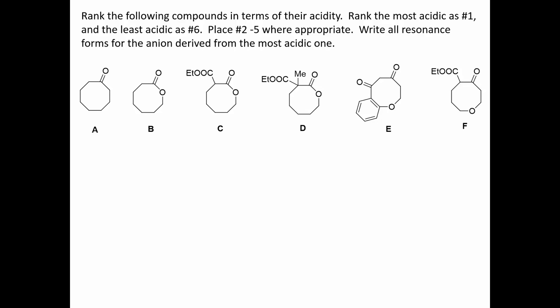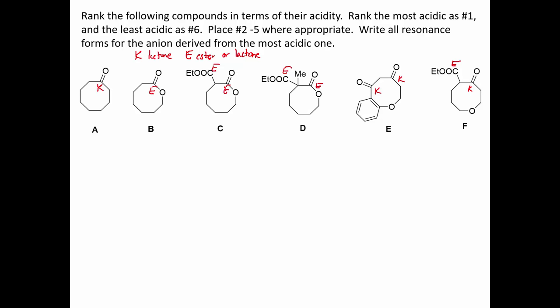Okay, an important point to notice is: is it an ester stabilizing the adjacent anion, or is it a ketone, and how many of them are stabilizing the adjacent anion? All right, so I'll just write K for ketone, E for ester or lactone. Remember, a lactone is just a cyclic ester. All right, so this is a ketone. This is an ester. This is an ester. This is an ester. This is an ester. Ester. Ketone. Ketone. And this is a ketone. And this is an ester. All right.